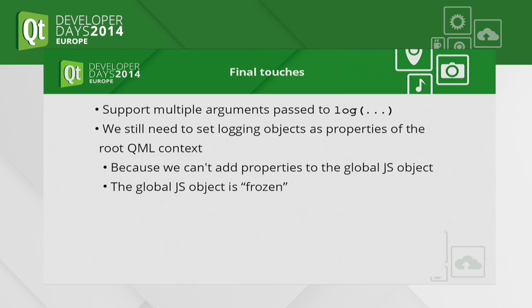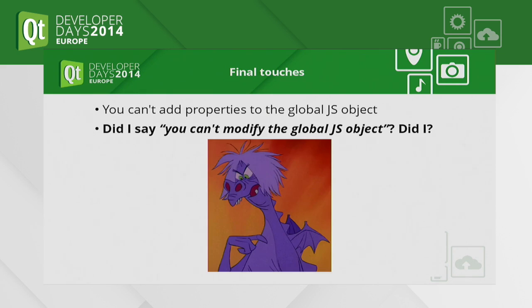Okay, demo. Just some final touches if we need. Okay, we might want to do just like what console.log does, supporting multiple arguments. And yeah, we still need to set all those logging objects as properties of the root QML context. We cannot expose them as global JS functions, and that's a reason. It's just historic. Basically, the global JS object in QML is frozen, so we can't modify it directly. We still need to go through set context property.